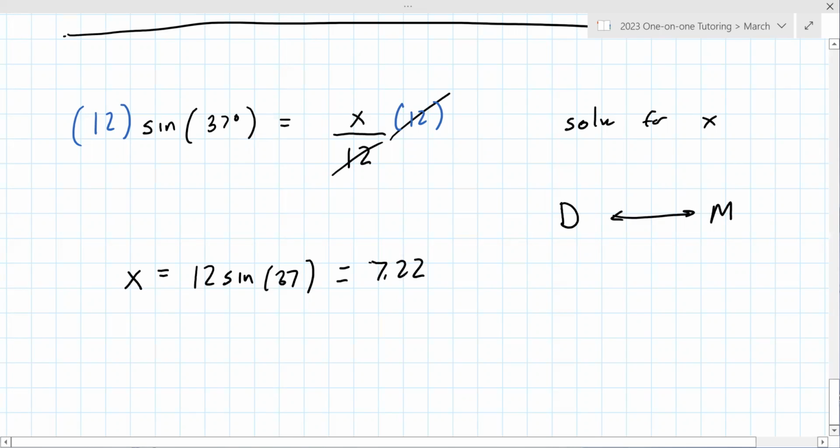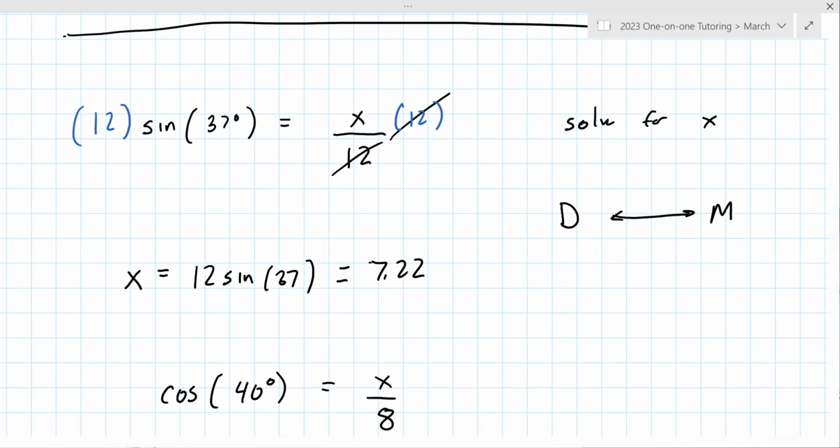Okay, so now let me have you try solving one. Let's say it's the cosine of 40 degrees equals x divided by 8. Cosine of 40, in and of itself, is 0.7660. And in this case, since it's divided by 8 on that side, I would need to multiply by 8.